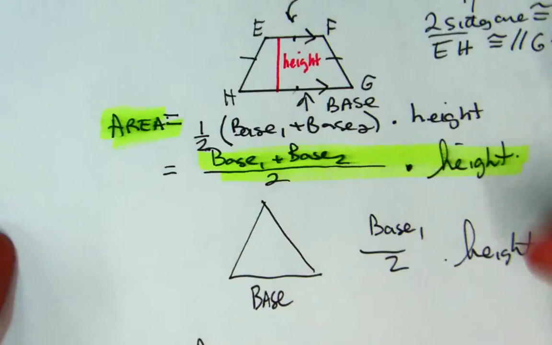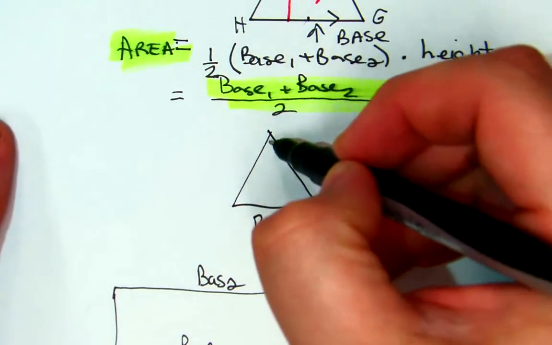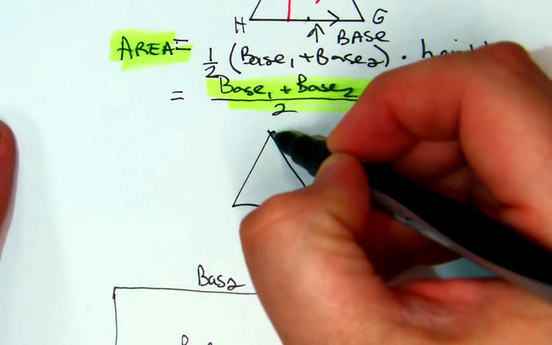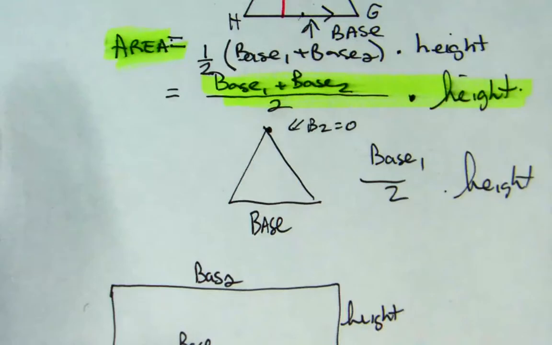Because you always take the average of the bases. It actually does have a second base. The second base is a point. So that's base 2, which is actually equal to 0. Because the base has no length. So technically it does have a second base.